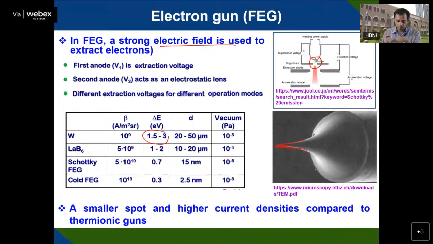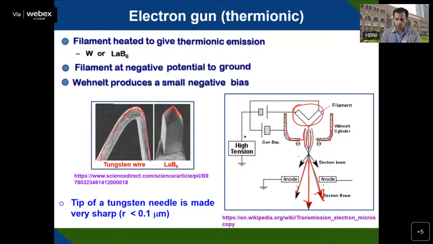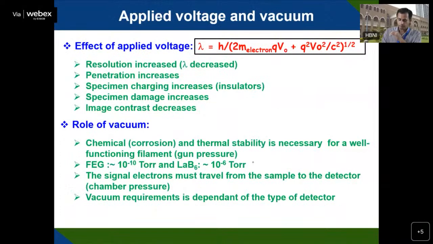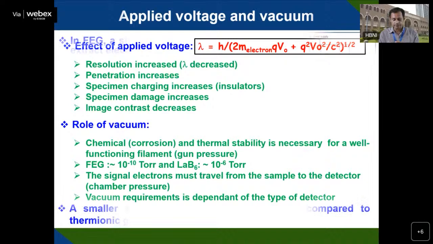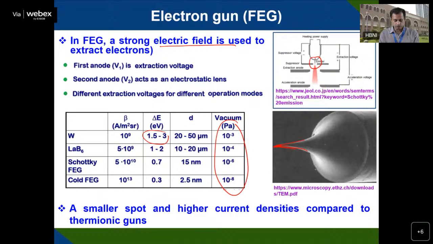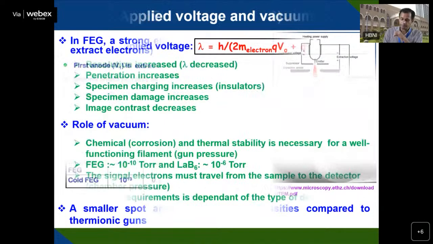The smaller the spot, the higher the current density compared to a thermionic gun. Here you can see the tip is quite small in comparison to the earlier tungsten filament, which has a quite broad tip compared to this FEG gun, so you are able to get high current density in this case. But in both cases, you need to apply high voltage, and the whole system has to be kept in a vacuum. The vacuum is of the order of 10 to the power minus 3 for tungsten, or for cold FEG 10 to the power minus 8 or so. So you need quite a high vacuum to achieve this.